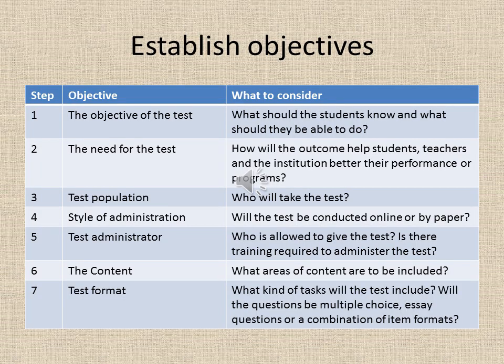As I mentioned earlier, I will talk about stage number 1, which is about establishing objectives, and it has a number of steps. Step number 1, we have to determine the objective of the test, like we have to consider what should the students know and what should they be able to do. Also, the need for the test, how will the outcome help the students, teachers, and the institution better their performance or programs.